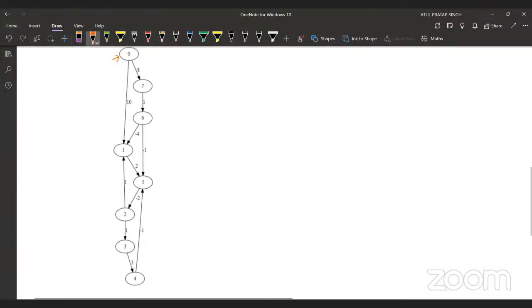And check what the minimum distance is from 0 to each vertex up to 7. Initially all are infinite, so this is the source node 0, and all the others are infinite. Now we will update these weights. From 0 to vertex 1, we will update it to 10.